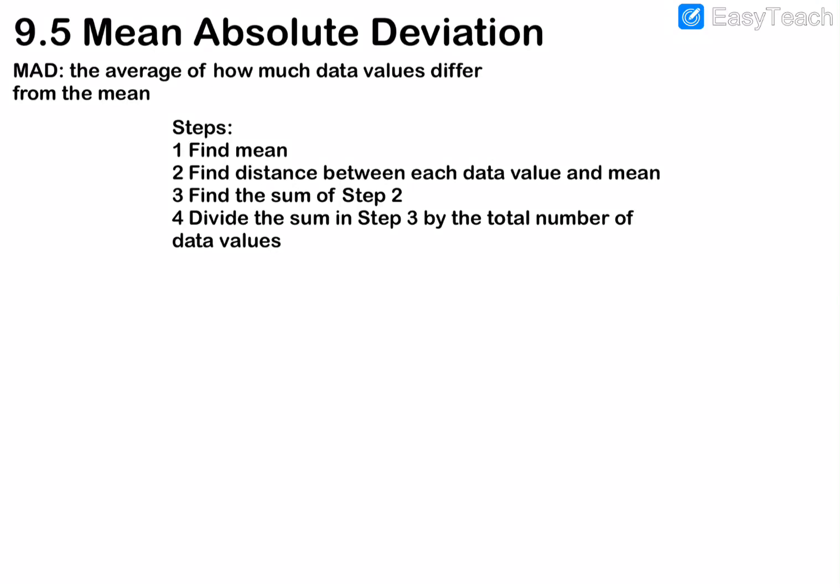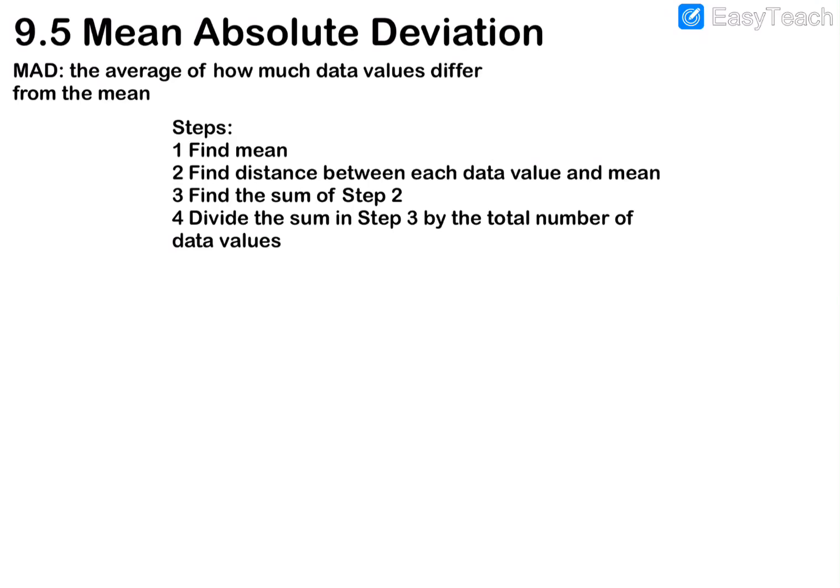So the mean absolute deviation, otherwise shortened as MAD, is the average of how much data values differ from the mean. Yesterday we were focused on the median, the middle numbers of the different sets, when we divided it into quartiles and found the medians of each quartile. Today we're working on the mean, and the mean is the average, if you recall.